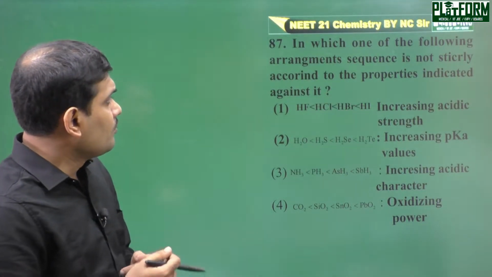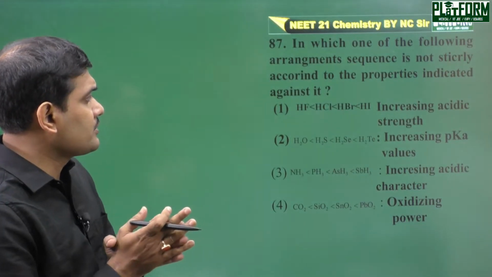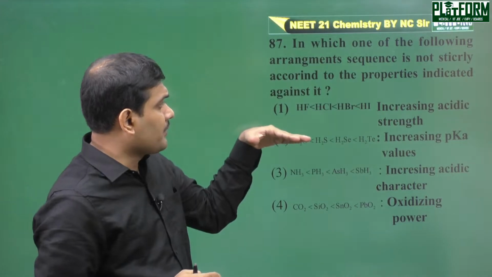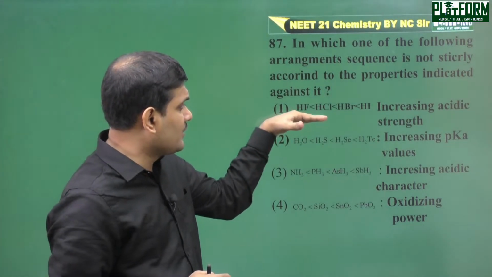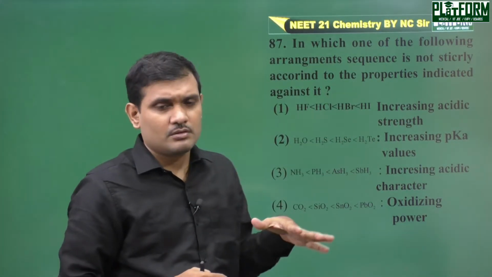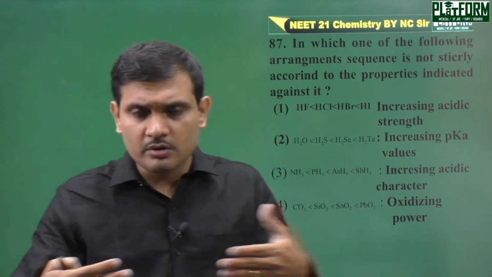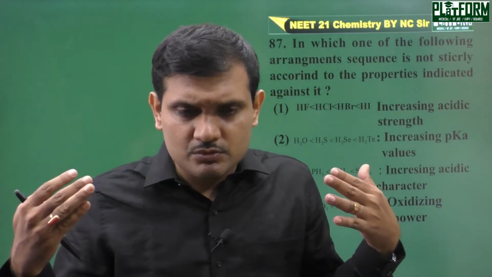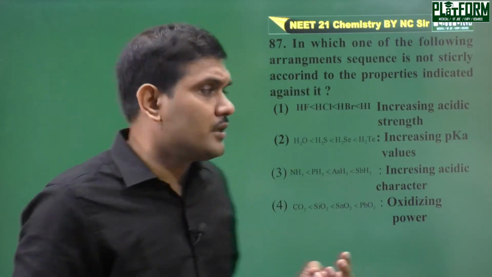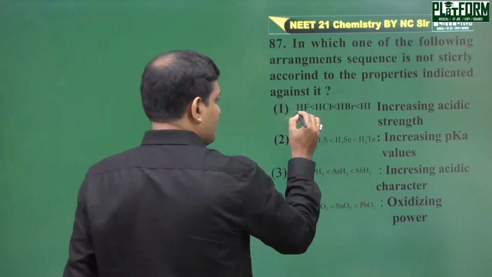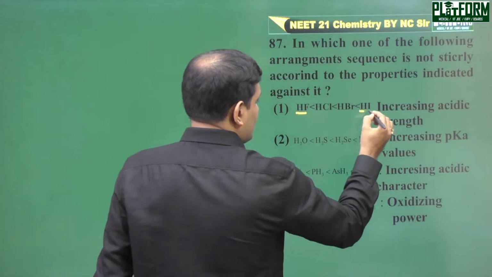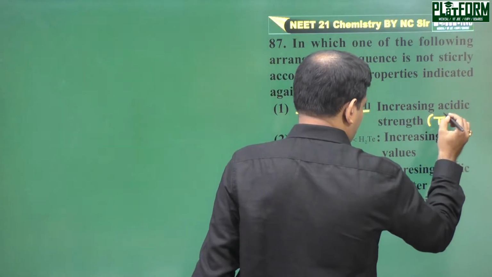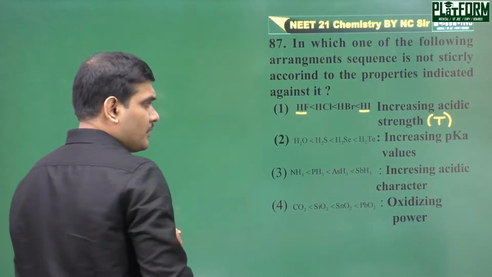Next, which of the following arrangement sequence is not strictly followed according to the property given below? So HF, HCl, HBr, HI. As we move down the group, the bond length of HX increases, so the bond becomes weak and the acidic property increases. So definitely HF is weakest, HI strongest. This property is correctly indicated. It is true. This option is correct.